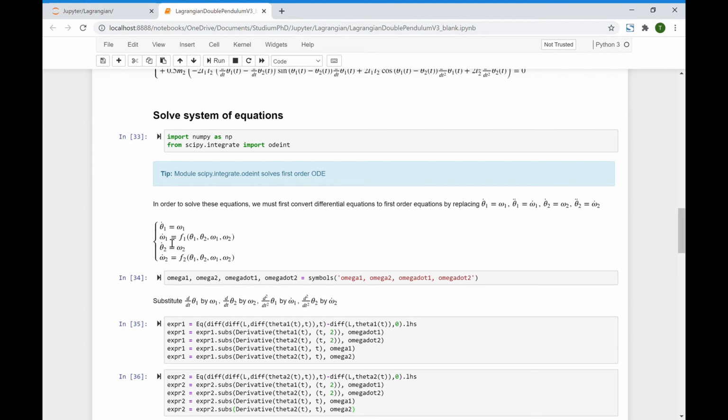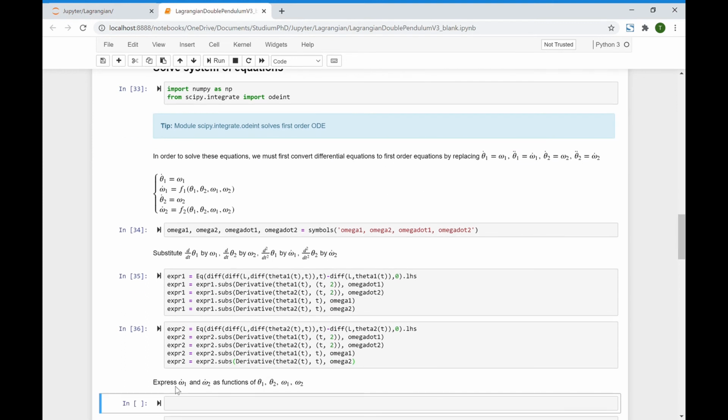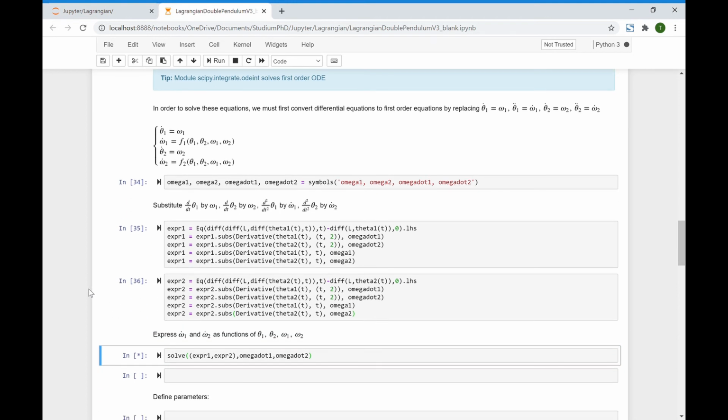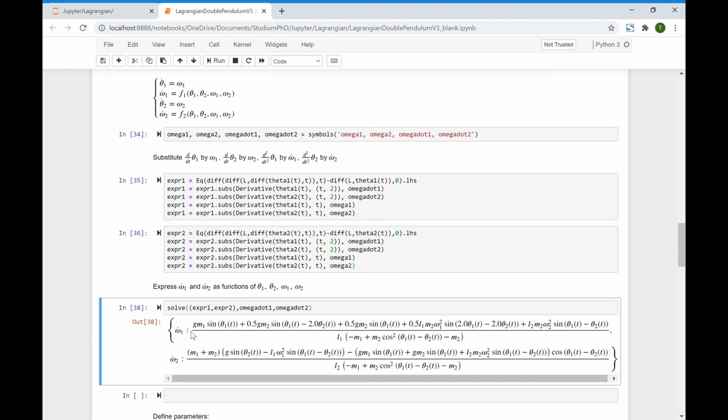And now we have to bring omega dot 1, omega dot 2 on the left hand side. So it means we have to express omega dot 1 and omega dot 2 as functions of theta 1, theta 2, omega 1 and omega 2. In order to do it, we write the following. Run. Calculation is finished, so this is omega dot 1, this long expression, and this is omega dot 2.